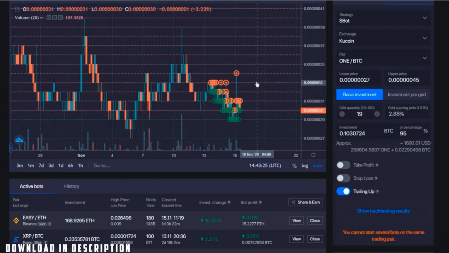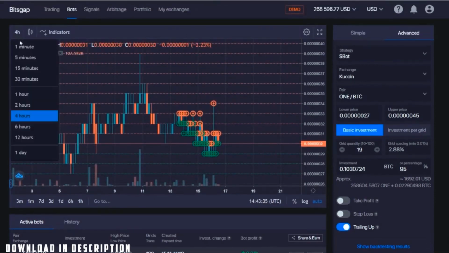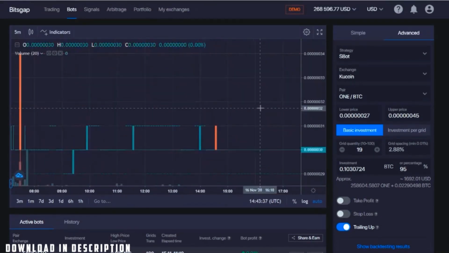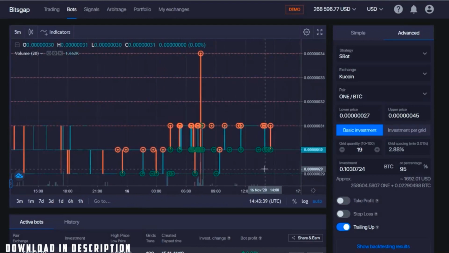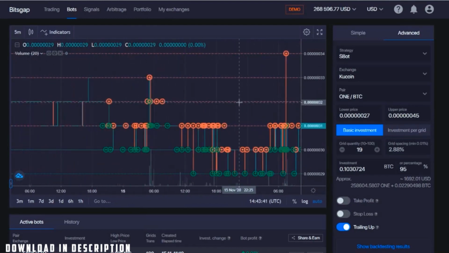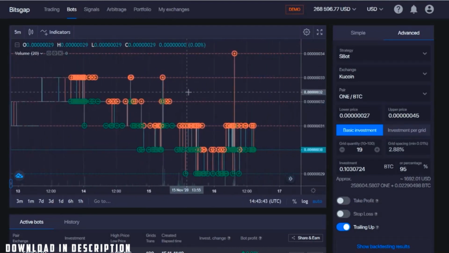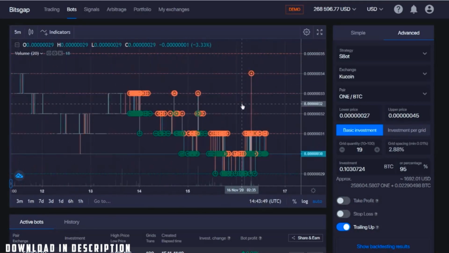This way you don't need to worry about missing out on volatility, because the trading range is being played. This is a 4-hour chart, but if we go to a 5-minute chart, we'll see how many buys and sells have taken place. It's still happening all the time, but because the grid spacing is only in satoshis and the satoshis are so low, it doesn't really matter how volatile it is.